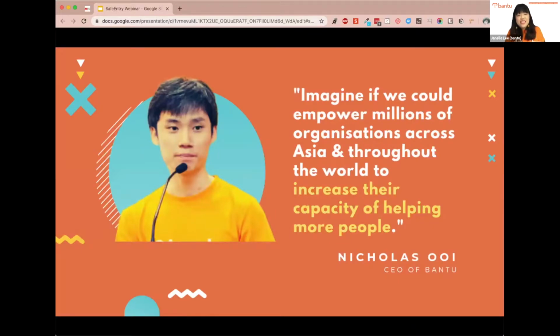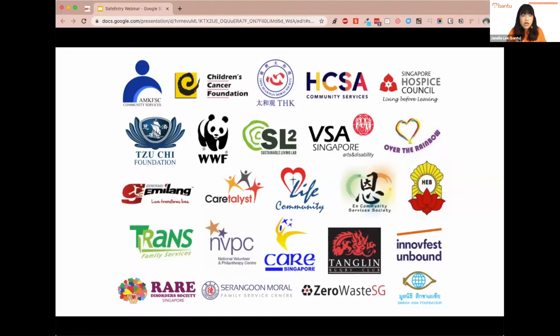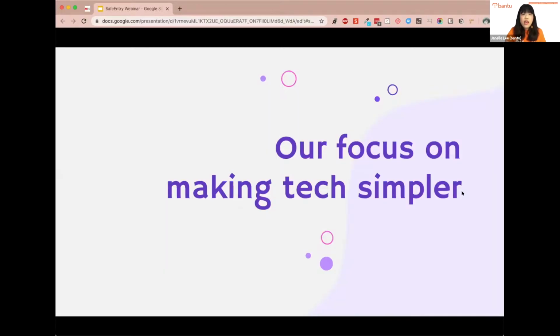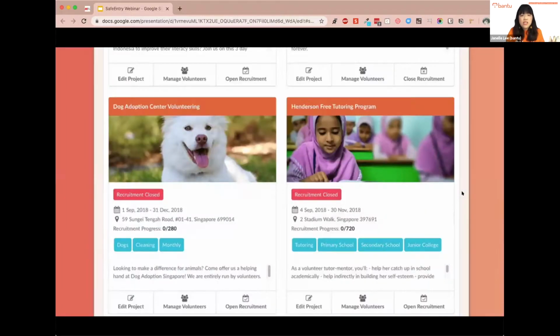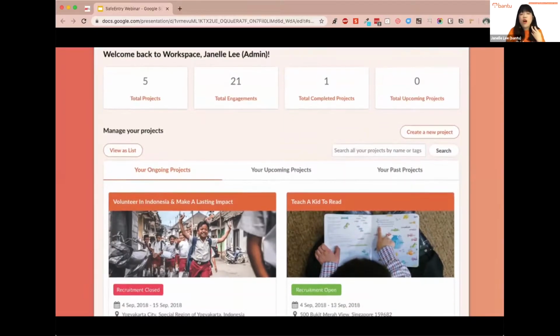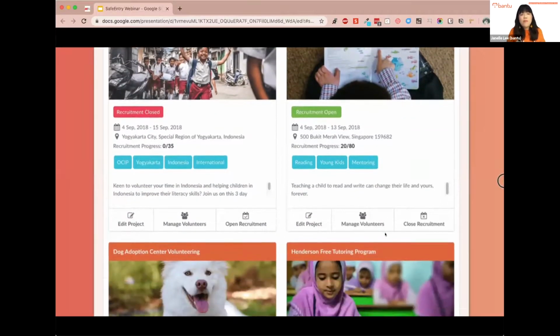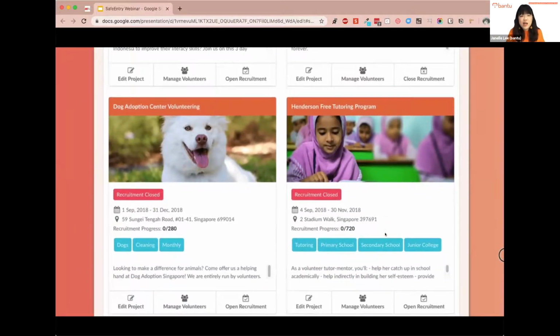In the quote nicely put together by my CEO, Nicholas, we really envision increasing the capacity of organizations in Singapore and across Asia so that they can help more people. Since 2018, we've been working with more than 70 organizations on better management and engagement of the communities they work with through technology innovation. We help these organizations centrally manage their projects and community members in one place, where they can take attendance, send SMSs, do reporting, and overall understand their communities much better.